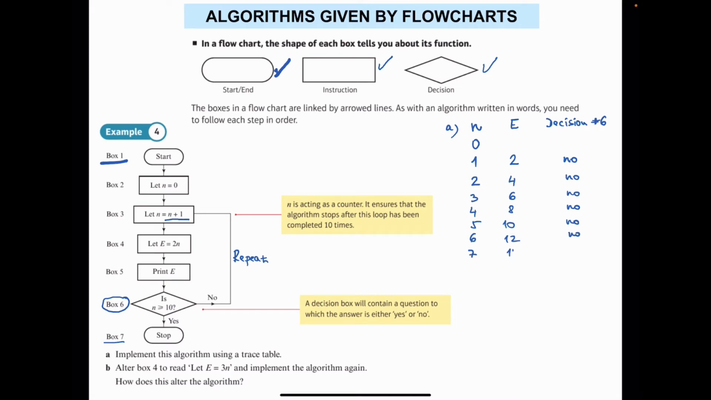7, 14, no. 8, 16, no. 9, 18, no. 10, 20, yes. So if it's yes, then it's stopped. And now you can ask yourself, okay, what's the product of this algorithm? What does it produce? Well, if you look at this, then this is your output, right? And the output is the multiples of number 2.